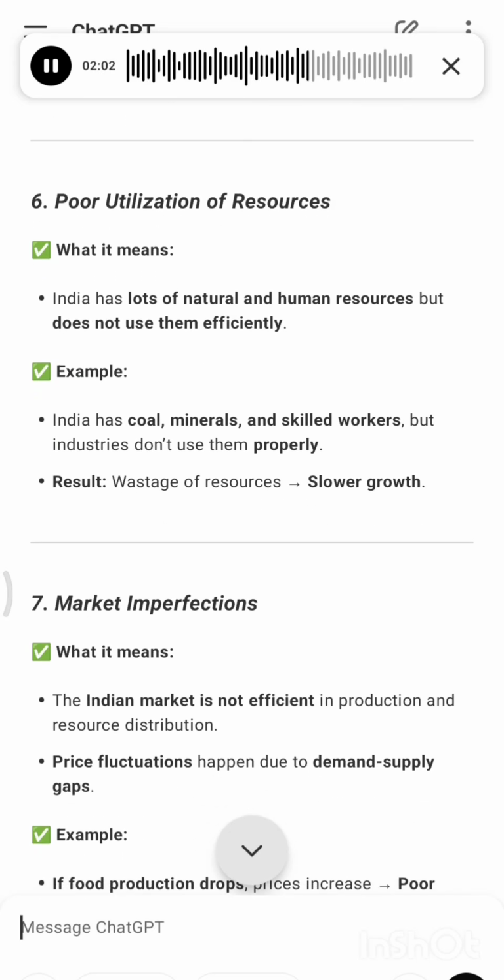6. Poor utilization of resources. What it means, India has lots of natural and human resources, but does not use them efficiently. Example, India has coal, minerals, and skilled workers, but industries don't use them properly. Result, wastage of resources, slower growth.